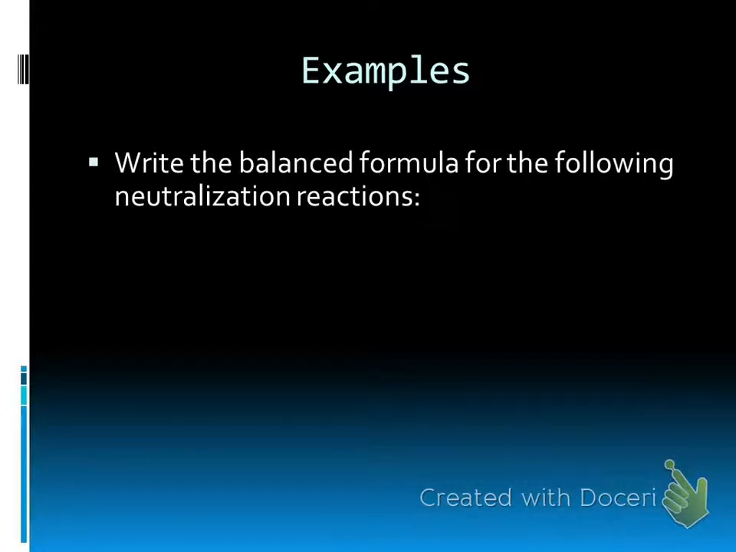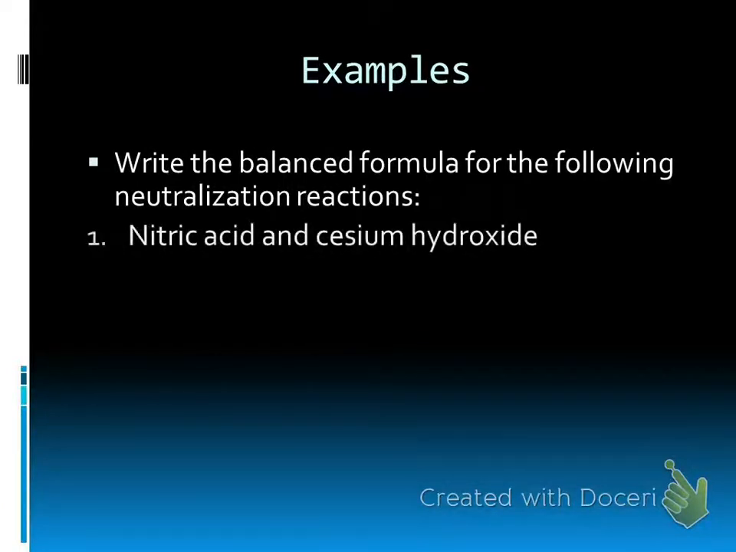So here's some examples we did in class. I asked you to write a balanced formula for the following neutralization reactions, and the first one was nitric acid and cesium hydroxide. So we had to give a little acid review on how to write and name acids. We said an acid was something that had hydrogen in the front.